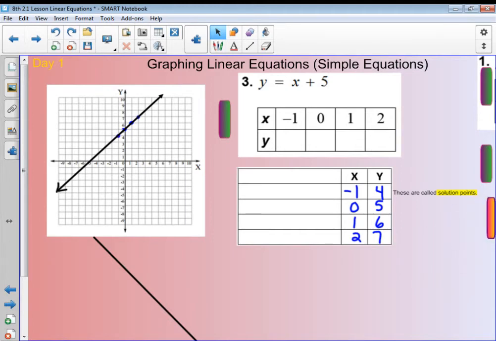The next part of this lesson is working with fractions. I'm going to do that as a separate video, as a day 2 video, so you can go ahead and check in on those. But for right now, I want you to practice working with integers and positive numbers.